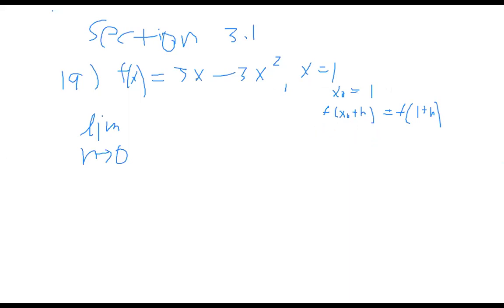You just need these two. All right, so you do f of 1 plus h. Every time you see x naught, this will just be 5 times 1 plus h minus 3 times 1 plus h squared.